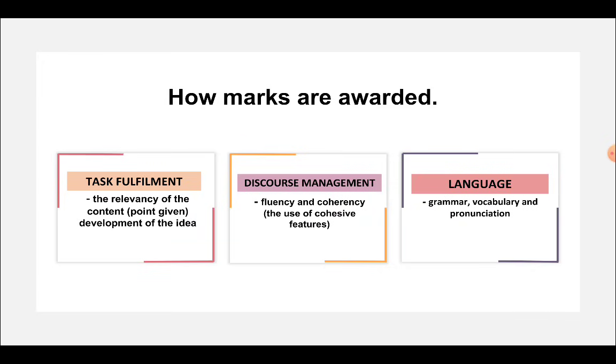Next, in terms of stress and intonation, don't speak monotonously and do not read from your text. You can refer to it occasionally, but do not read from the text as it's going to affect your marks. Pronunciation has to be accurate and clear.